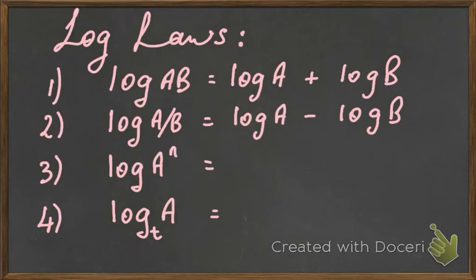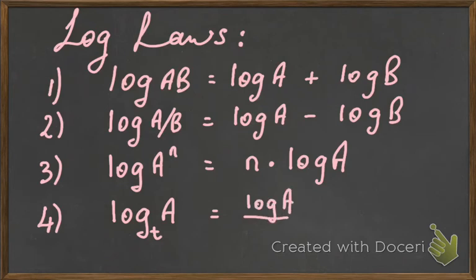The third law, we often use that in financial math. The log of A to the n is n times the log of A. Unfortunately, you need to know these off by heart. The fourth one, log of A base t, is log of A divided by the log of t. And those are the first 4 log laws.